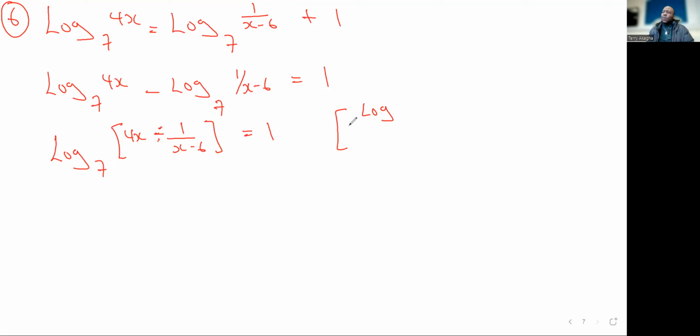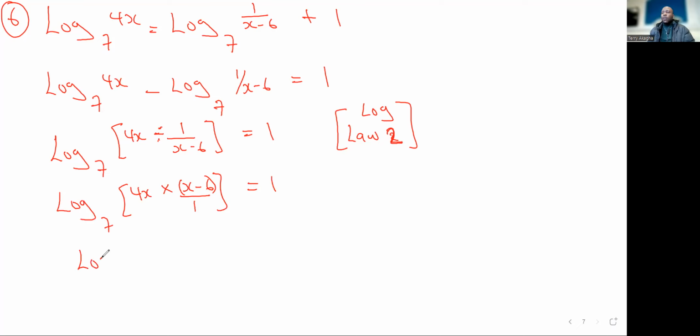So I think that's the second law, law 2 on that logarithm. Go back and have a look. To remove the divide sign, we're going to swap the other value here so we can turn this to multiplication. So you're going to have log 7 of 4x times, so we flip it here, x minus 6 divided by 1 equal to 1. You can see 4x, x minus 6. So we can now write it as log 7 of 4x into bracket x minus 6 is equal to 1.